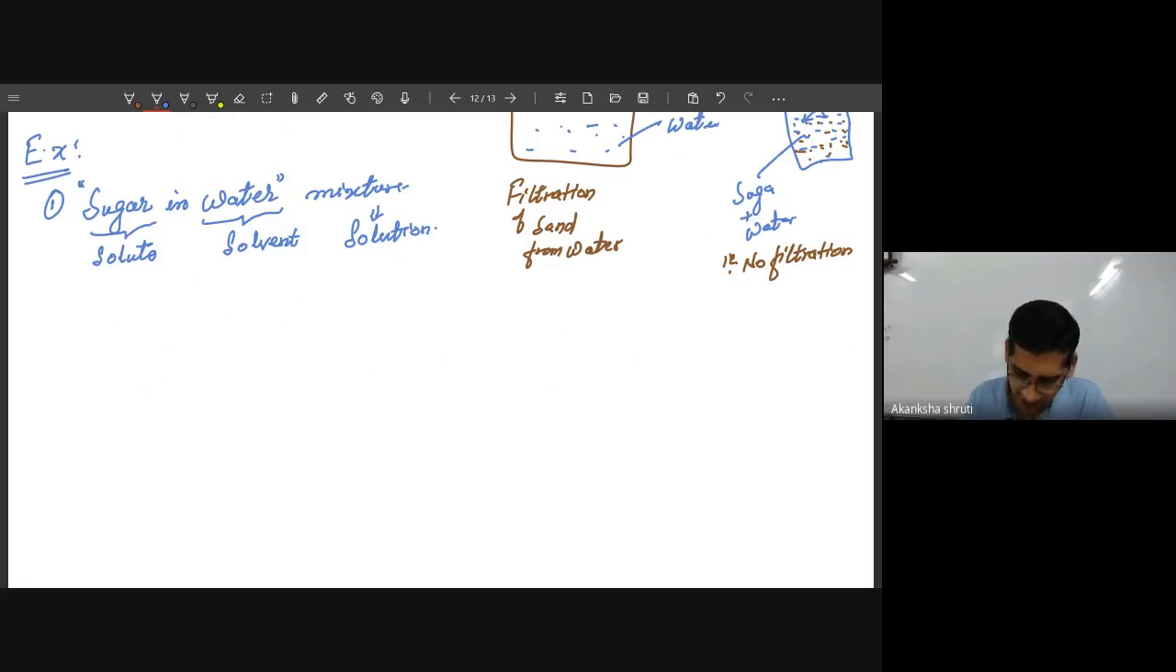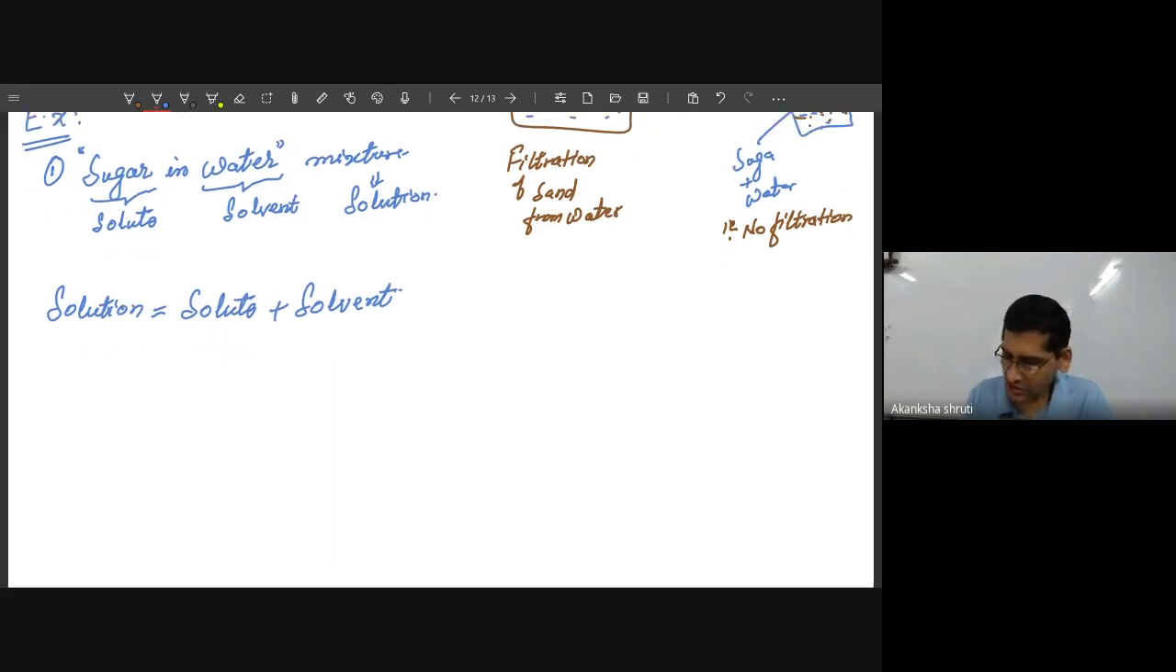So students, what is a solution? A solution is composed of, or consists of, solute and solvent. Okay, so a solution is a mixture which contains solute and solvent.